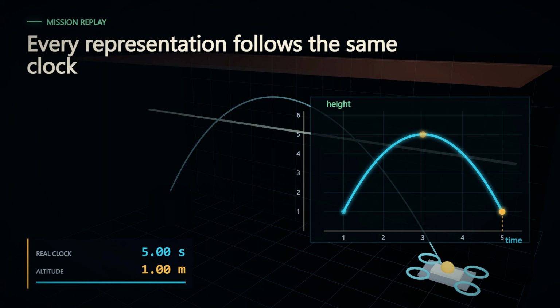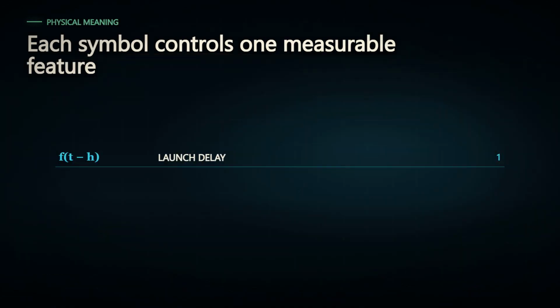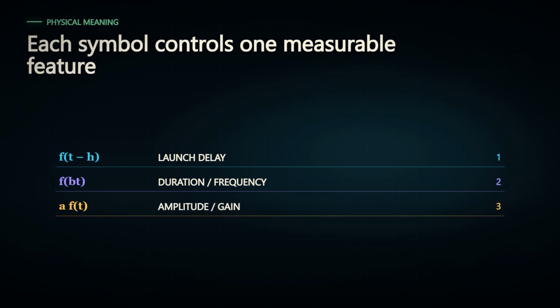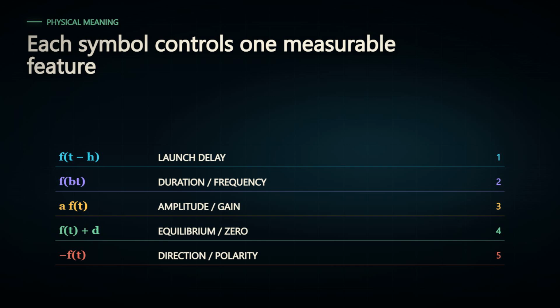Each control has a physical meaning. Horizontal translation is a launch delay. Horizontal scaling changes duration or frequency. Vertical scaling changes amplitude or sensor gain. Vertical translation changes equilibrium height or calibration 0. Reflection records reverse direction or polarity. The equation is compact because each symbol controls one visible feature.